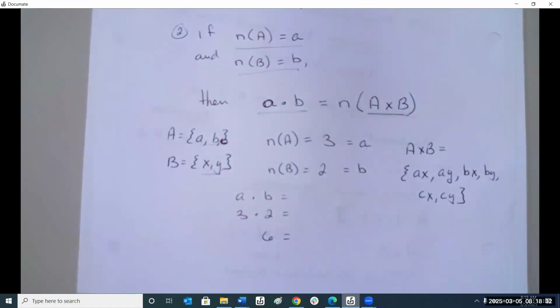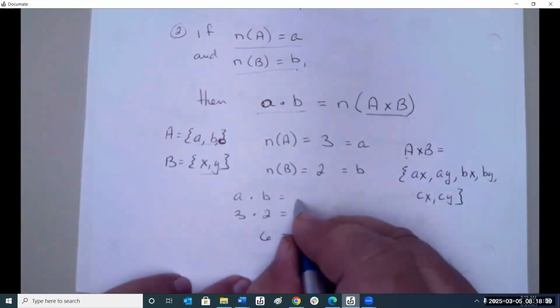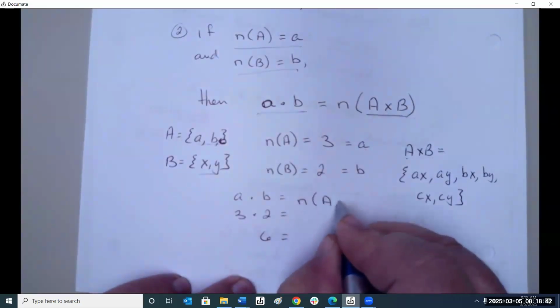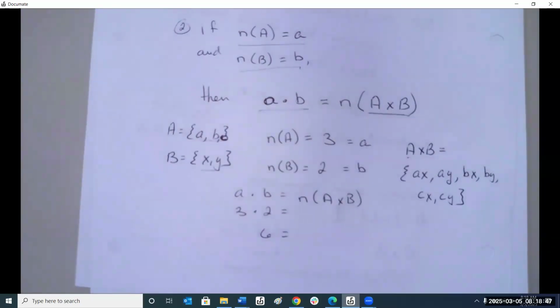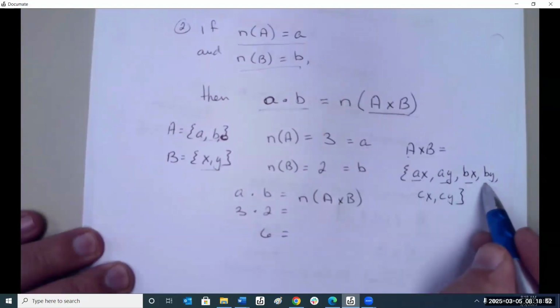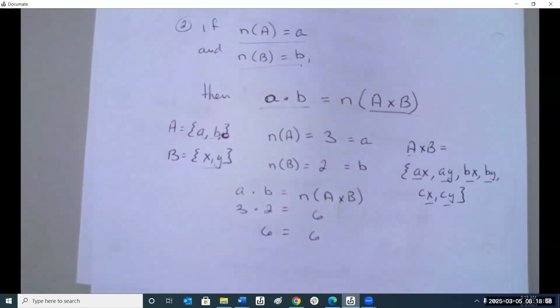So far, so good? So that's A cross B. So what would the cardinality of A cross B be equal to? 1, 2, 3, 4, 5, 6. Right. This is how multiplication was developed. Because remember, everything started off with logic.